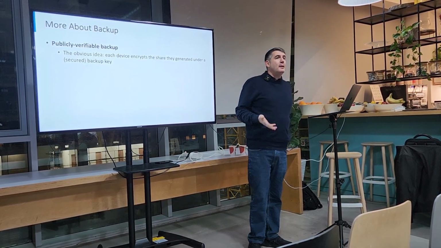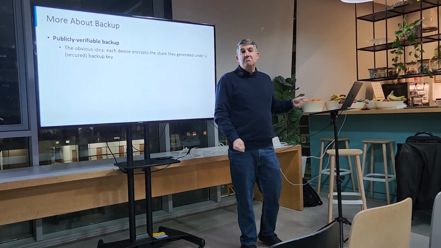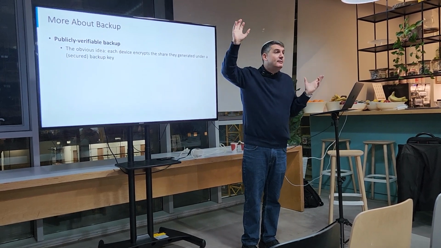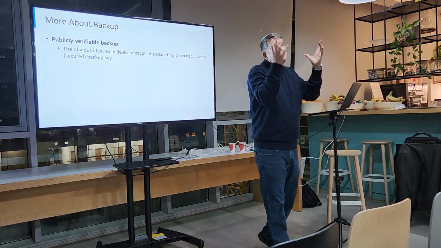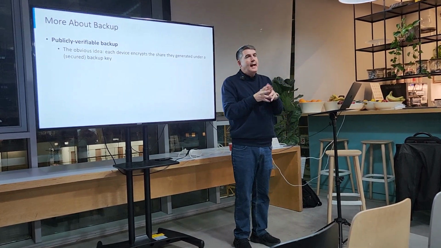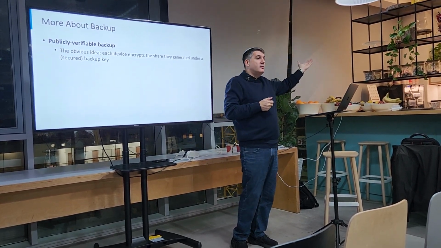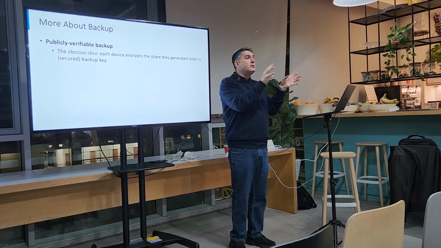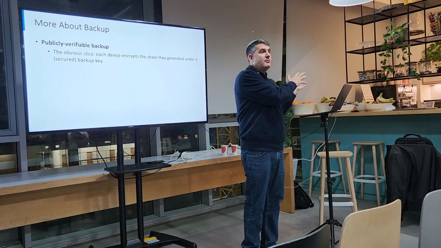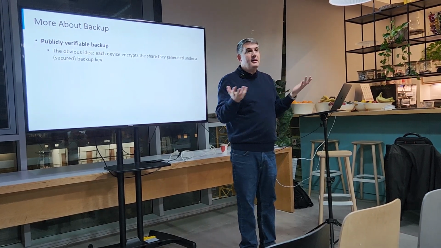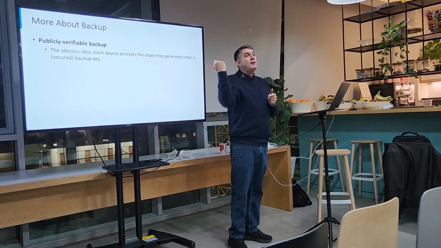So the obvious idea for backup is very simple. There's a share at the service provider. There's a share on the wallet. There's a backup key somewhere that is kept safe in some way. We'll talk about it in a moment. And each one just encrypts their share. I encrypt my share, and the service provider encrypts their share. And we can store these backup files very easily at the service provider, because they don't mean anything. And maybe the key I can store on my iCloud.